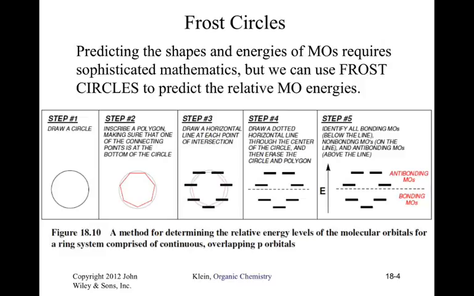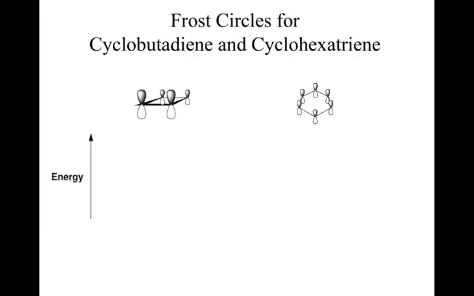At each of the points where they touch the circle, we just draw a line representing our orbital. Roughly through the center of the circle, we can draw a dotted line to give us our non-bonding energy. Anything above that line is anti-bonding, too high in energy. Everything below that is bonding. Okay, that's not too bad. So let's take a look at an example.